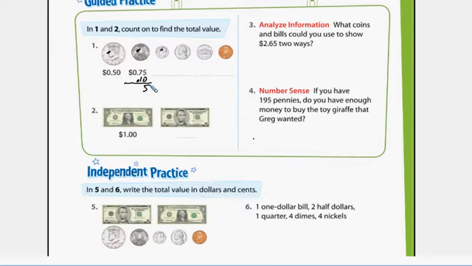That's 5, and that's 8. So that would be 85 right here. 85 cents. Plus another 5 would be 0, carrying 1, 90 cents. So that's 90 right there. Okay, plus another 5 would be 95 cents. This is 95 cents right here.